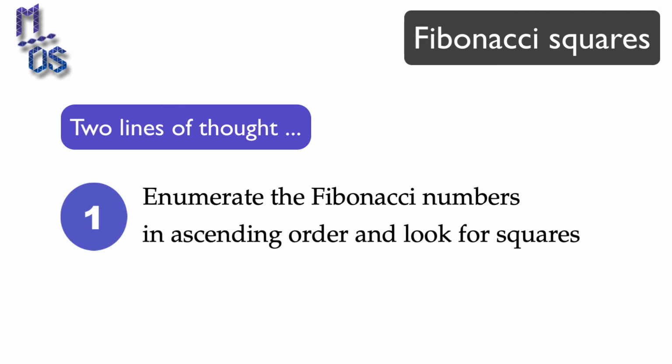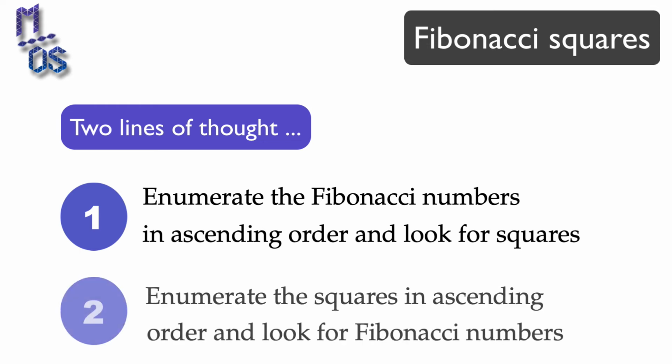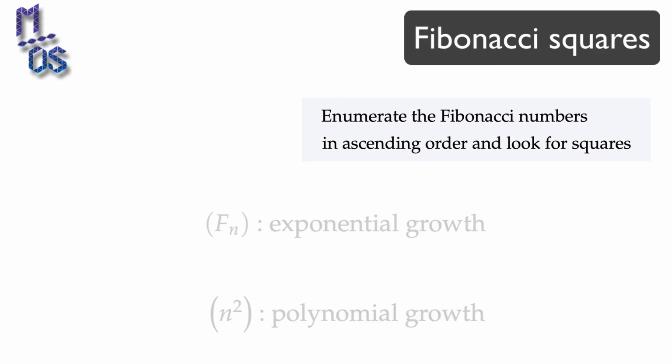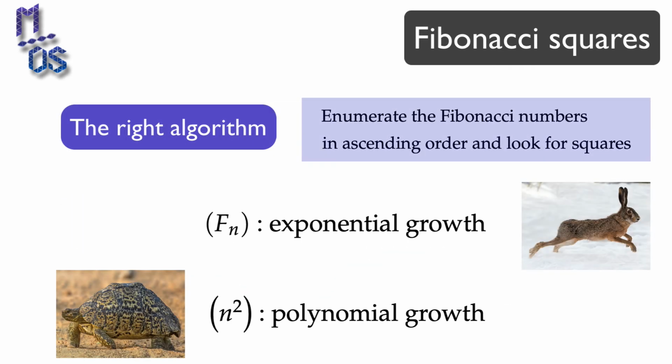First, enumerate the Fibonacci numbers in ascending order and look for perfect squares. Or, enumerate the perfect squares in ascending order and look for Fibonacci numbers. Clearly, the first way is the better one, since the Fibonacci sequence grows by far much faster than the perfect square sequence. No contest.